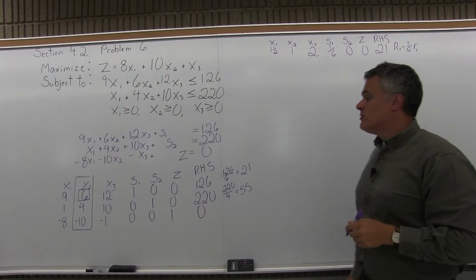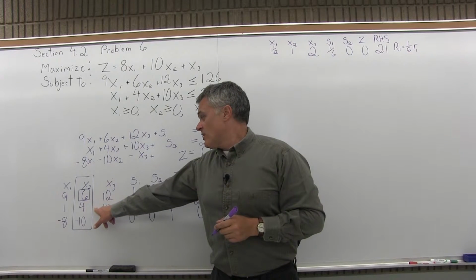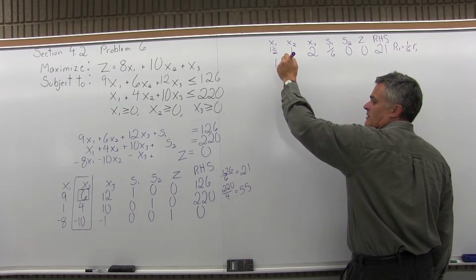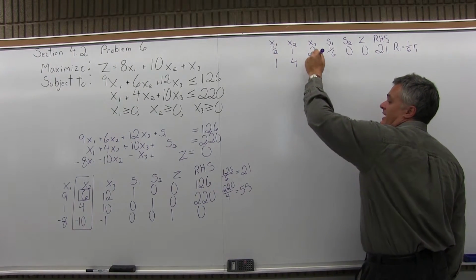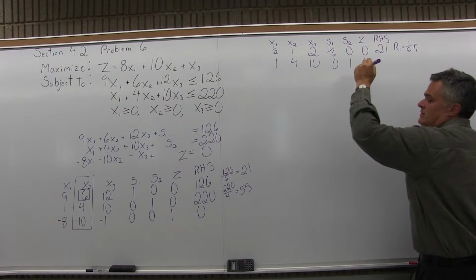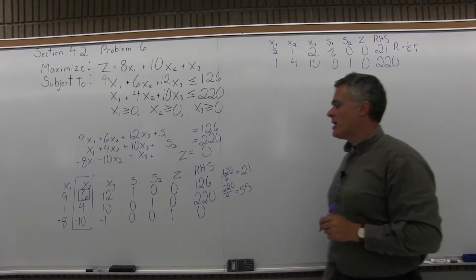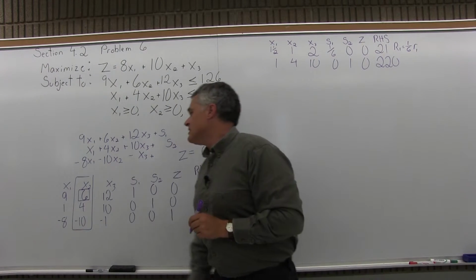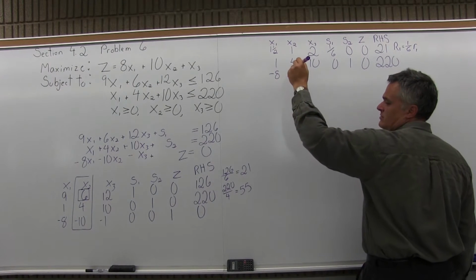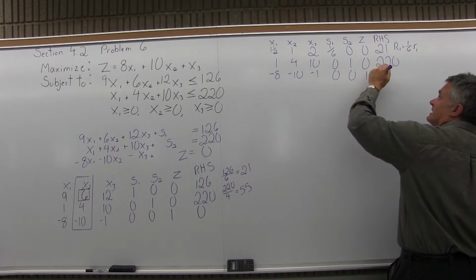Now, in terms of the other two rows of that tableau, I don't have to change anything yet. I'll change them in a minute when I make the zeros. The second row from the initial tableau can stay the way it is. It will stay 1, 4, 10, 0, 1, 0, 220. And the bottom row from the initial tableau can stay the way it is also. It will stay -8 under x1, -10 under x2, -1 under x3, 0 under s1, 0 under s2, 1 under z, and 0 on the right-hand side.